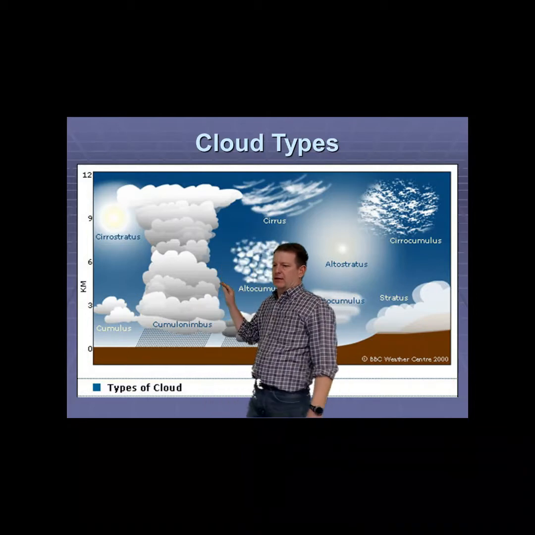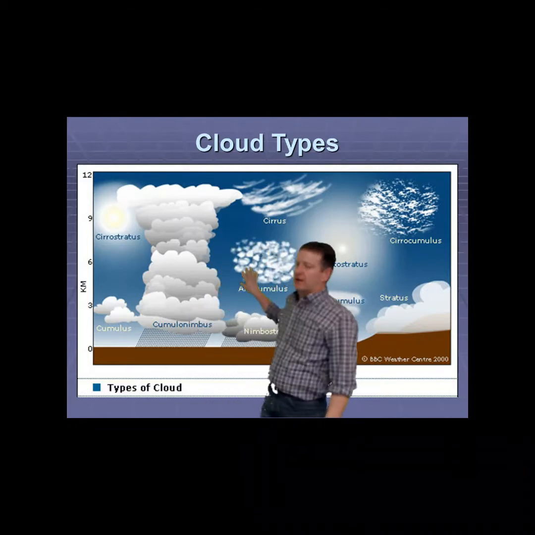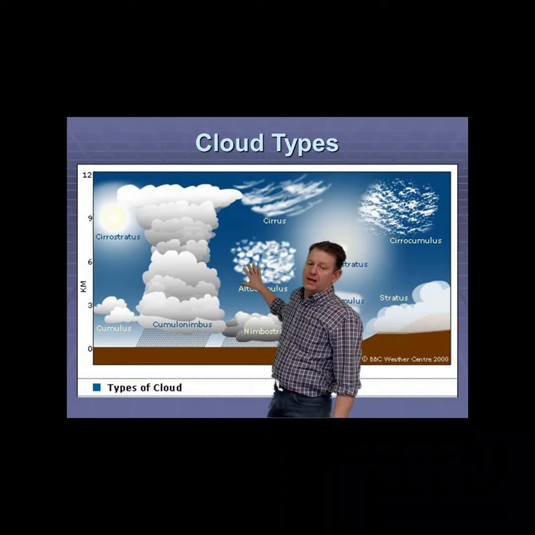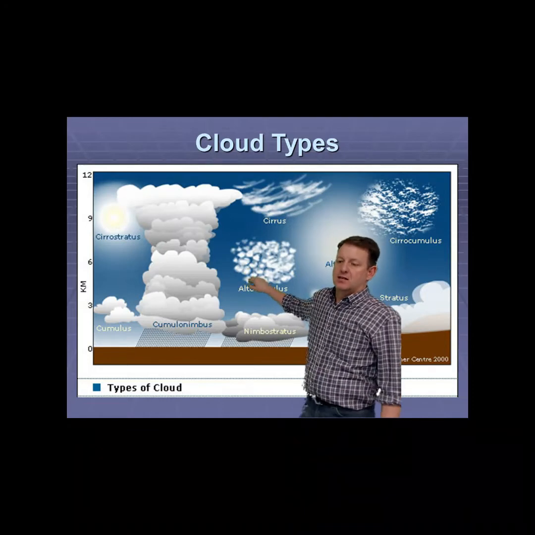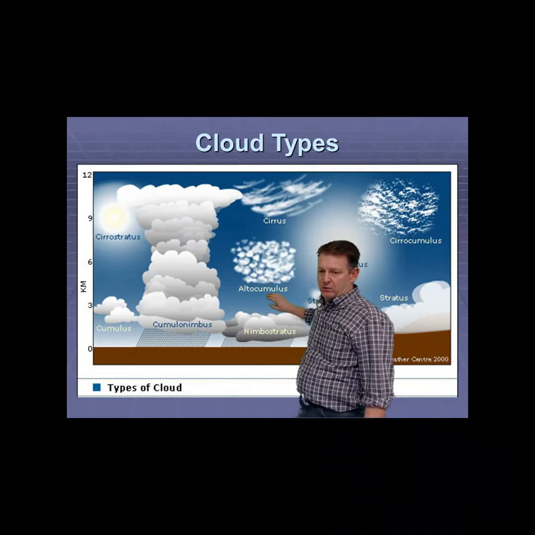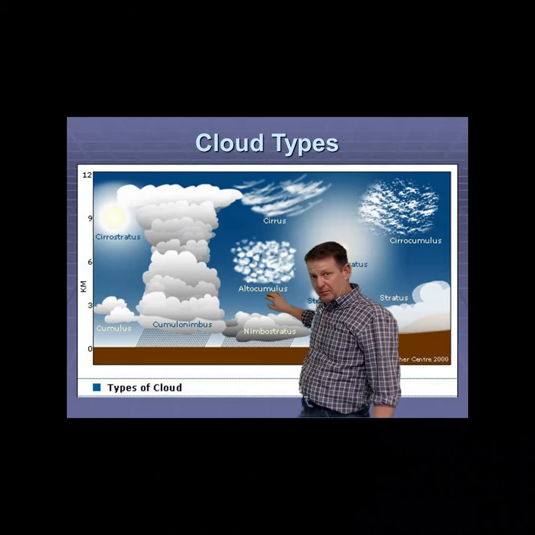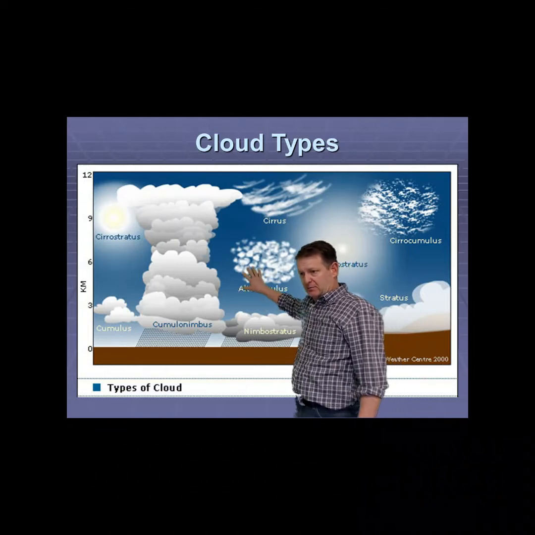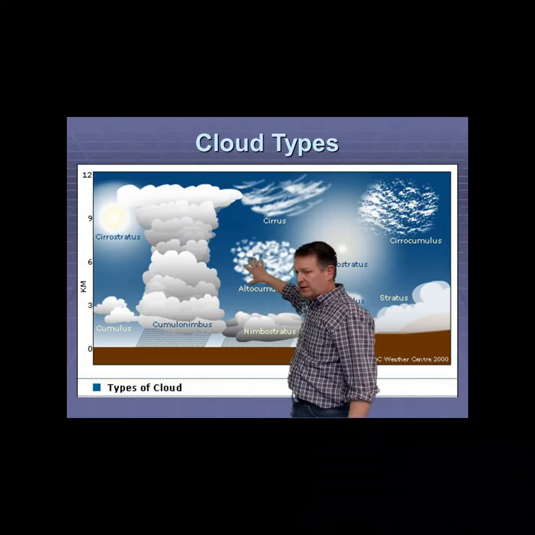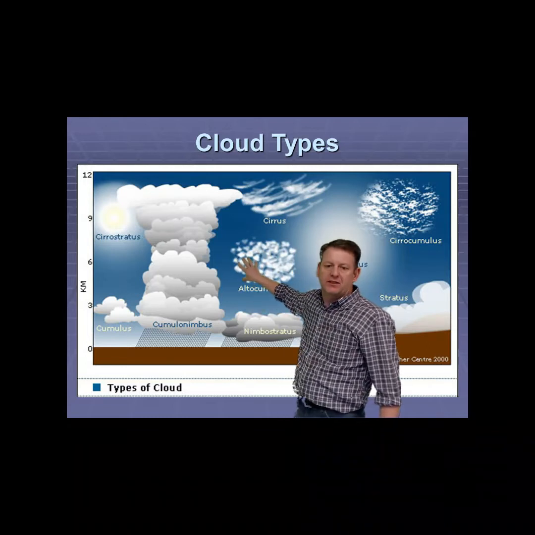Now let's take a look at this next one here. So right here we have an alto. Remember, alto is middle, so this is between 6,000 and 20,000 feet. This is an alto cumulus. So the word alto means that it is going to be a middle cloud, and the word cumulus is the shape. So cumulus means that it's nice and puffy, which we see these nice puffy clouds here. Middle puffy clouds, and they're usually a little bit thicker and heavier.